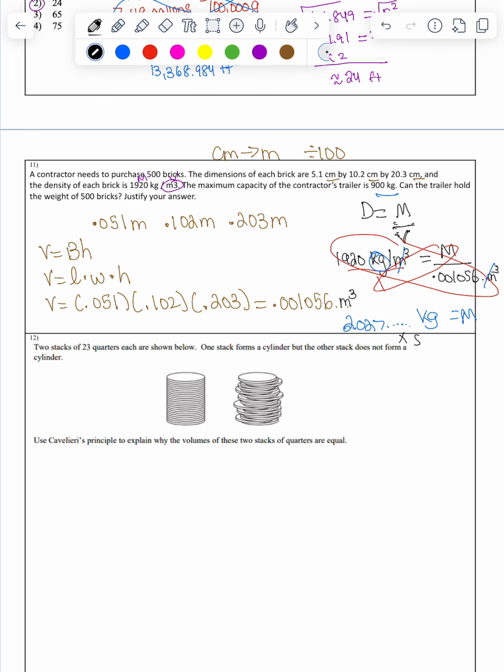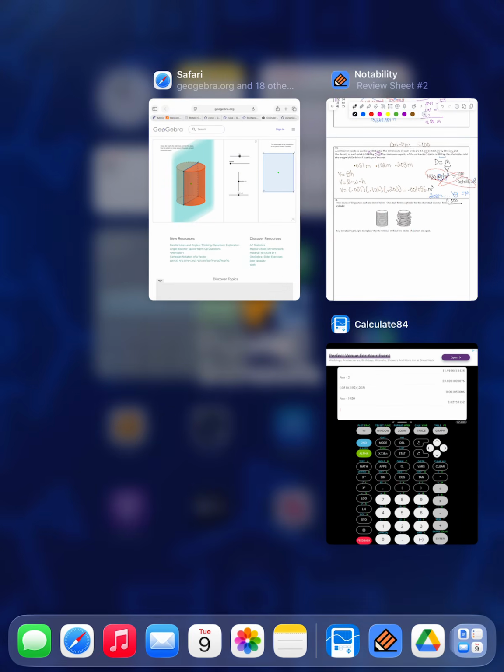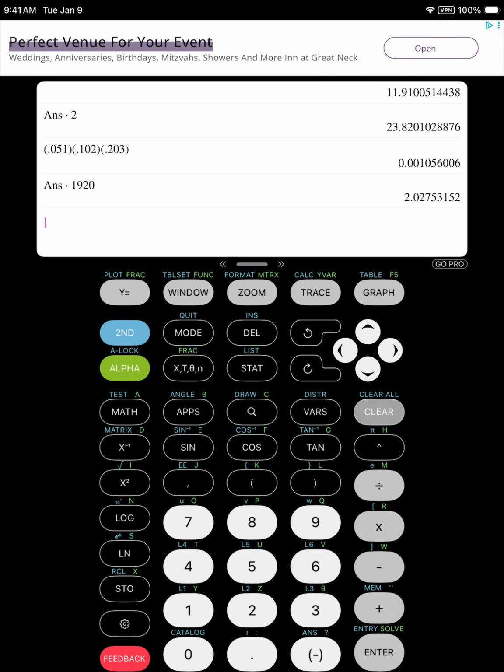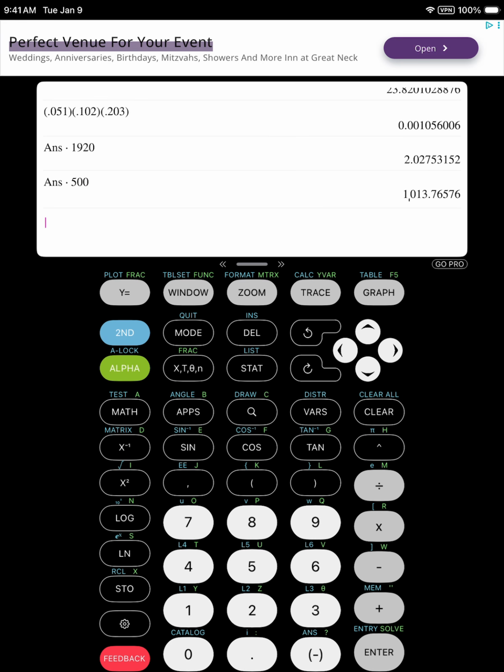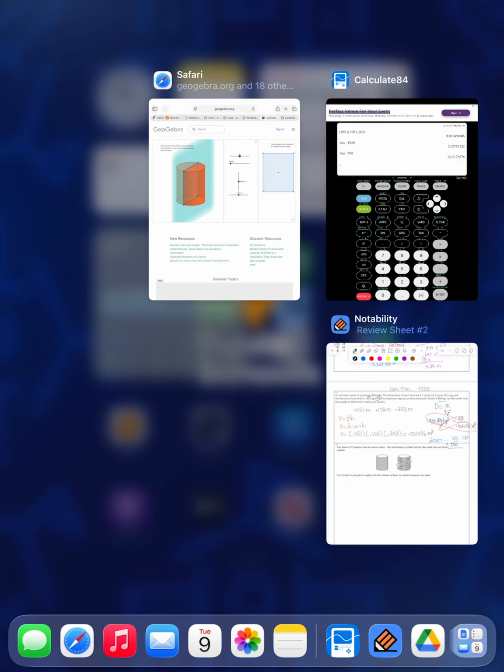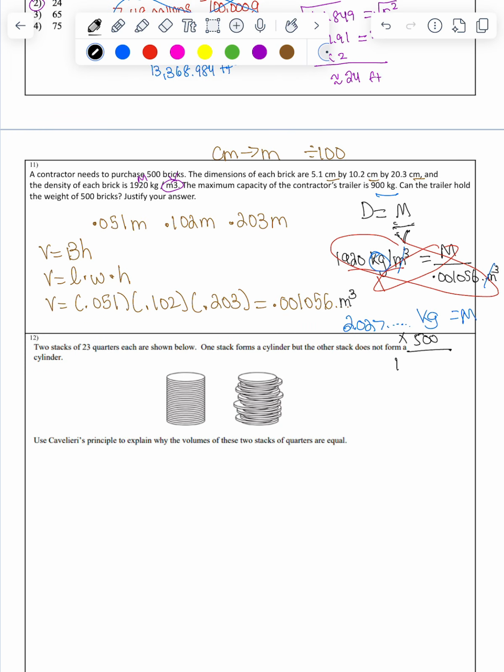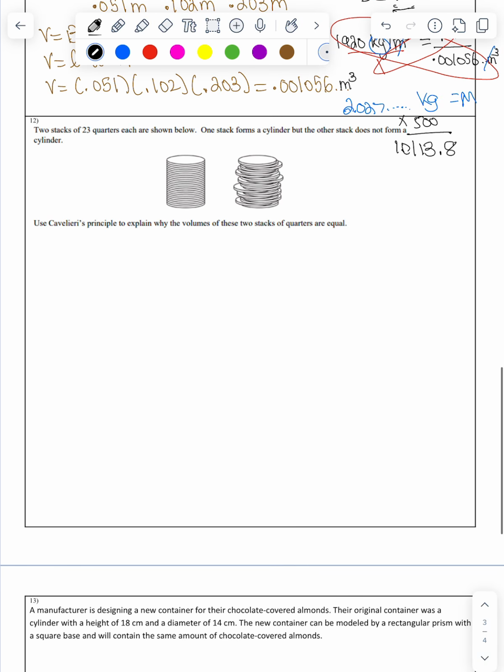So to find the weight of 500 bricks, I just need to multiply it by 500. And that's 1,013.8 approximately. So that is over 900. So the answer to this question is no. The trailer can't hold the weight of 500 bricks because it exceeds 900 kilograms. It's over 1,000 kilograms. The next question is about Cavalieri's principle.